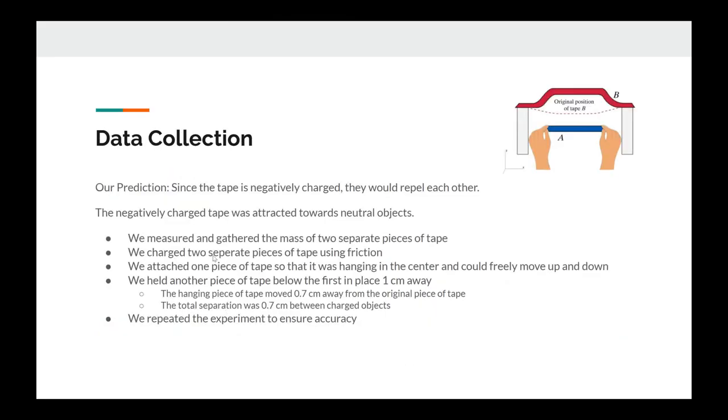Data collection. Since the tape is negatively charged, they would repel each other, which was our prediction, which was correct. The negatively charged tape was attracted towards neutral objects. We measured the mass of two separate pieces of tape. We charged two separate pieces of tape using friction, and we had one hanging from two books, so it could freely move up and down. We held the first piece of tape below the second, and then we measured how far it moved and also the force required to raise it. We also repeated the experiment to ensure accuracy.